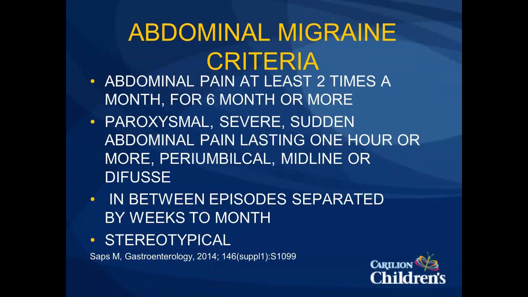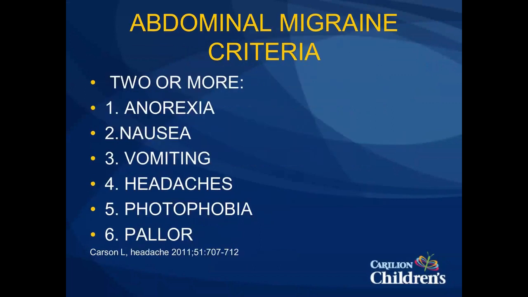So abdominal migraine has two more criteria: anorexia, nausea, vomiting, headaches, photophobia, or pallor. You need two more of these as part of the criteria. And they are all linked to cyclic vomiting and migraine headaches. Abdominal migraine is mainly abdominal pain as the main symptom. Cyclic vomiting is nausea and vomiting as the main symptom. And migraine headaches is mostly migraines as the main symptom.